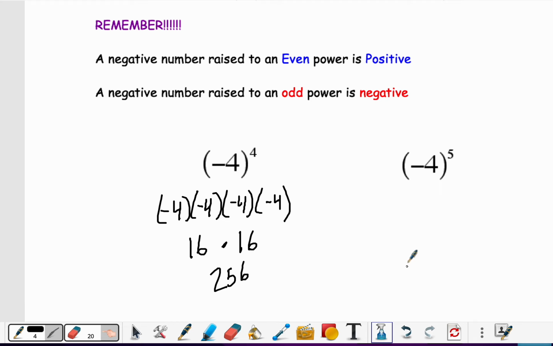And you would have negative, what, 1032? That's bad math, 1024. Jeez. Negative 1024. So a negative number to an odd exponent is always going to be negative. A negative number to an even exponent will always be positive.